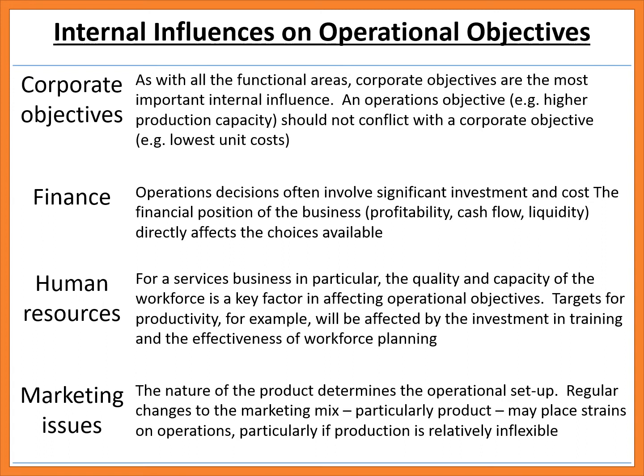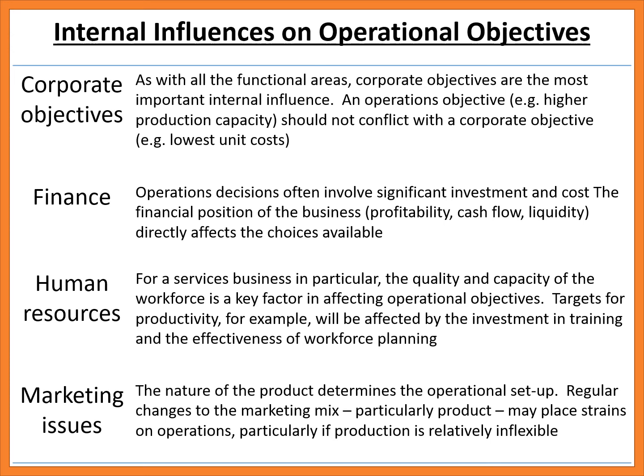Right, so that's all the operational objectives. Now, the main ways that we look at influences are internal and external. So internal influences, things that the company has a little bit of control over, are things like corporate objectives. As with all functional areas, corporate objectives are the most important internal influence. Once the corporate objectives have been set, then it's up to the functional areas, so marketing, finance, HR, and operations, to then achieve those corporate objectives. So you've got to make sure that the operation objectives complement them. So, e.g., higher productivity capacity does not conflict with corporate objectives like lower unit costs.